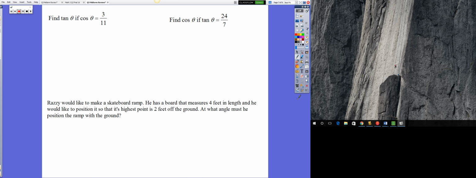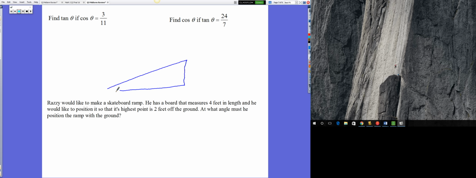Let's do the story problem. Razzy's going to make a skateboard ramp. He's got a board that's 4 feet long. He wants it to be 2 feet off the ground, so you got to draw a picture. And it's going to be a 90-degree triangle. So this is the ramp. His board, this is 4. He wants it 2 feet off the ground. That's the height right here, so that's 2.